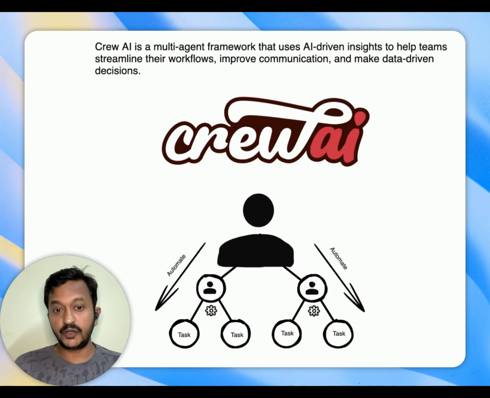So we are also using Crew AI. Let's talk about that. What is Crew AI? Crew AI is a multi-agent framework that uses AI-driven insights to help teams streamline their workflows, improve communication, and make data-driven decisions. So basically, it helps you build different autonomous AI agents. Let's see our tutorial and see how Crew AI, Groq, and LlamaIndex all come together to help us build robust multi AI agent systems.